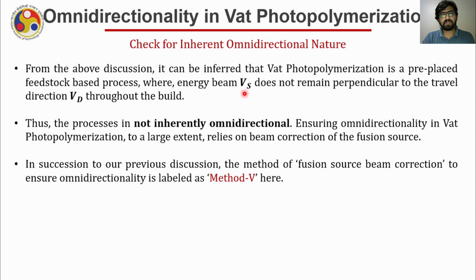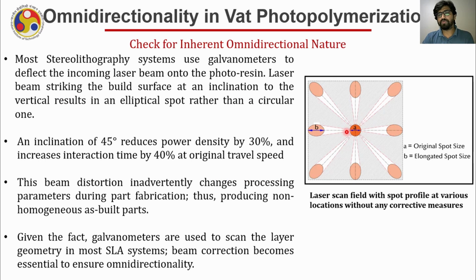One is Vs, that is corresponding to the direction of the energy source or the fusion source, and another vector corresponding to the direction of motion or the travel direction given as Vd. The angle between Vs and Vd should remain same, but it is not the case. If I go back to this slide and show you, if the beam is striking at the center, the angle between the beam and the plane is 90 degree. But if you strike the beam at some angle, then the angle between the beam and plane will be some other angle, but not 90 degree.